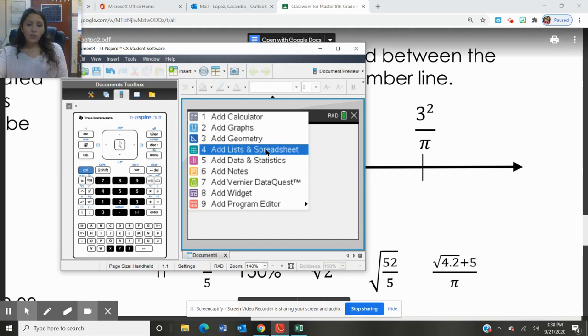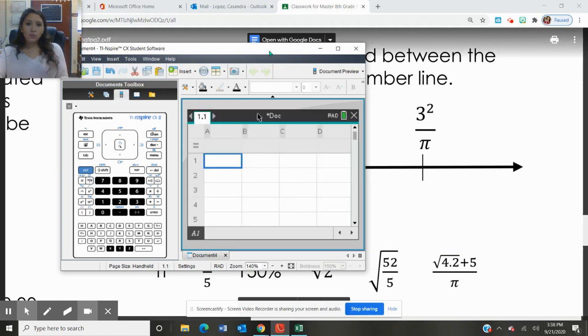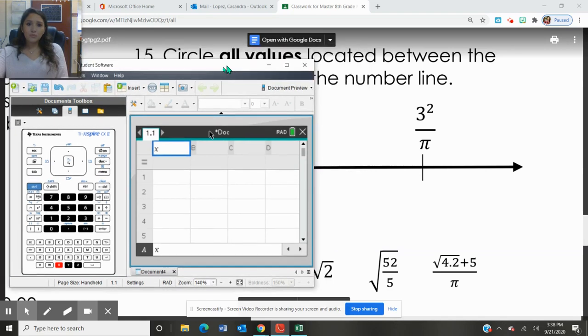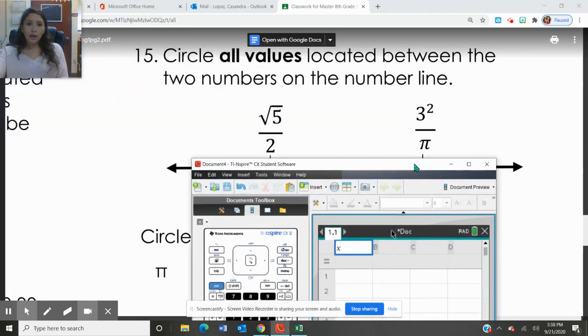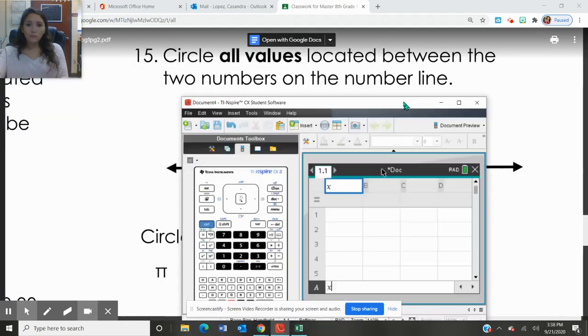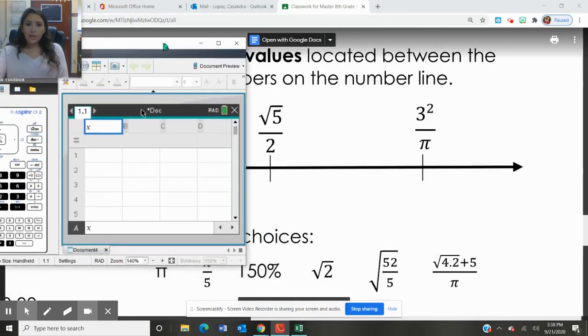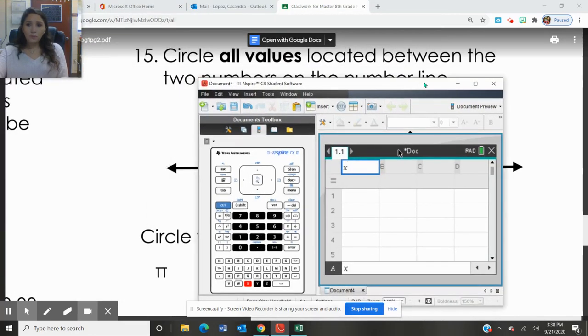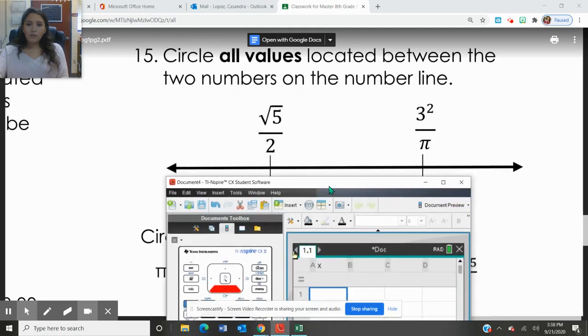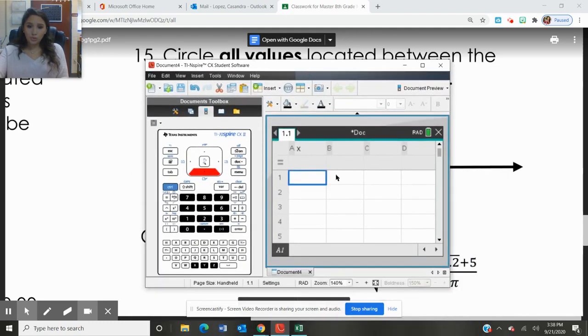Okay. First things first, I'm going to open up a lists and spreadsheets window. I'm going to go up to cell A and label it as X. At this point, all of you should have your calculator in your hand following along. So now I'm going to start entering my numbers. My first number, I'm going to go down to cell 1. And my first number is the square root of 5 over 2.